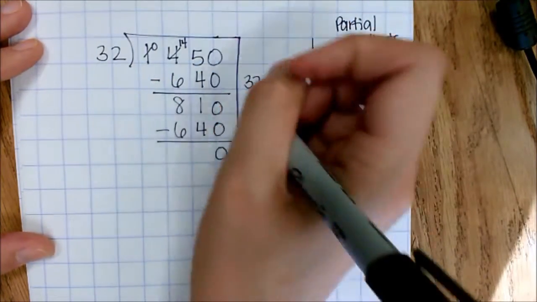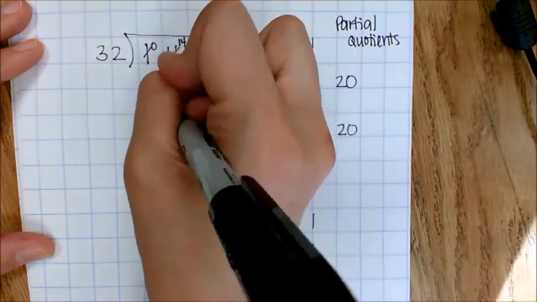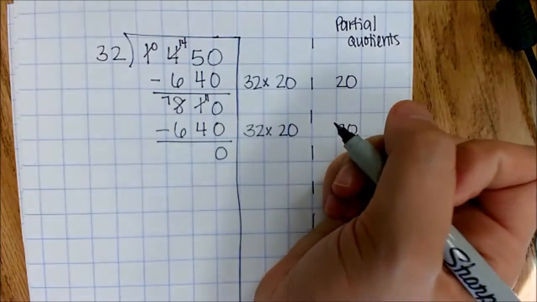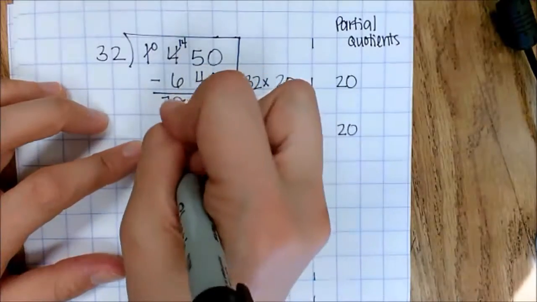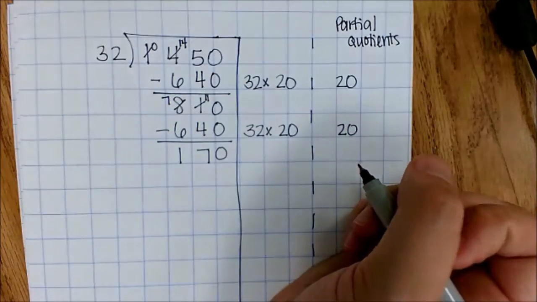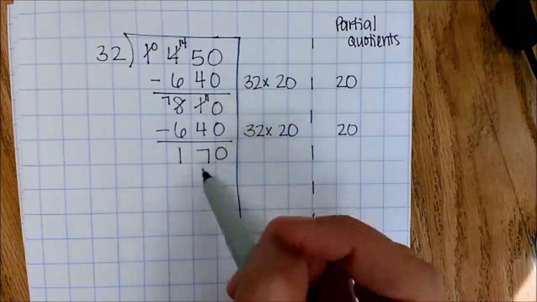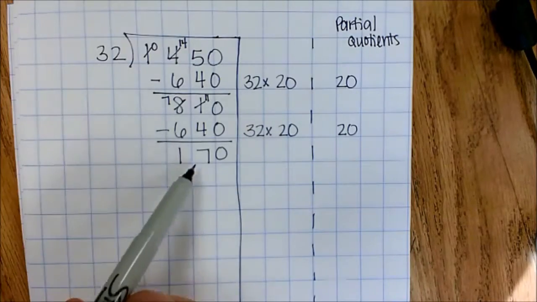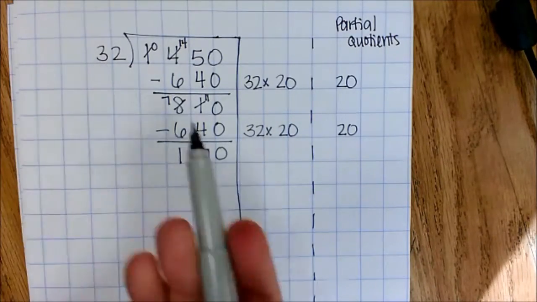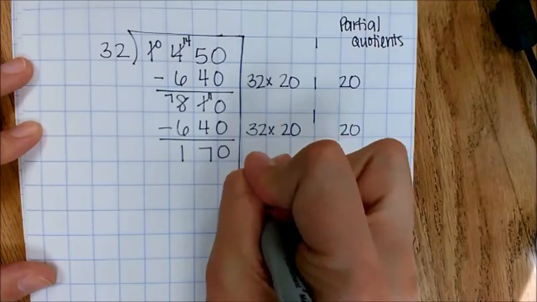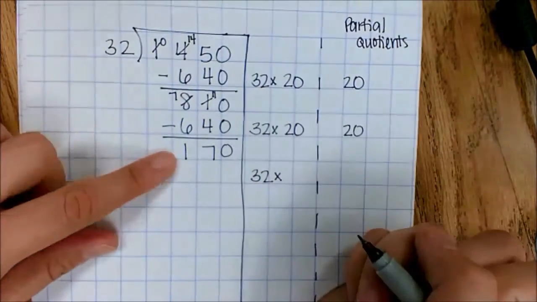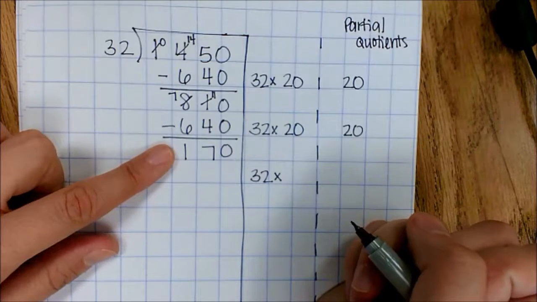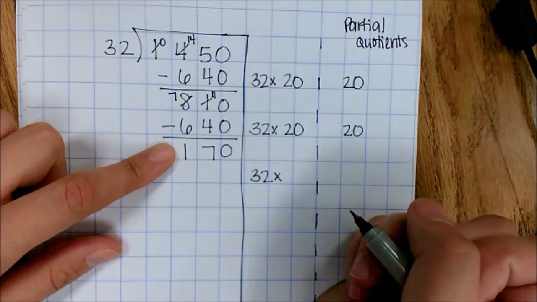0 minus 0 is 0. Regroup to an 11, and then a 7. So 11 minus 4 is 7. 7 minus 6 is 1. Okay, now I need to repeat because this difference is still greater than my divisor of 32. So I need to now say, what number can I multiply by my divisor, the 32, to get close to 170 without being too big and without going over?